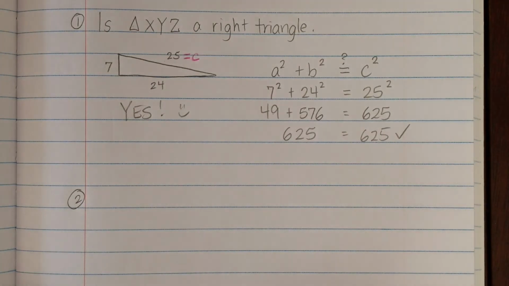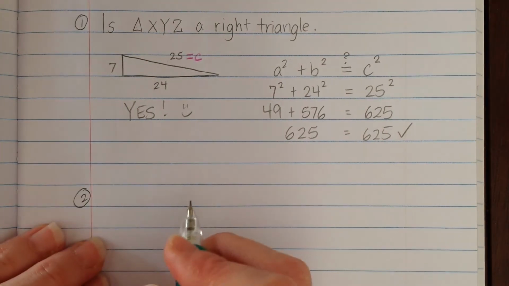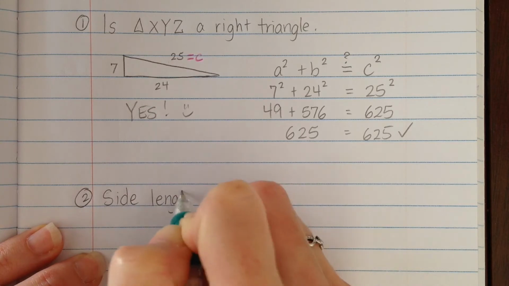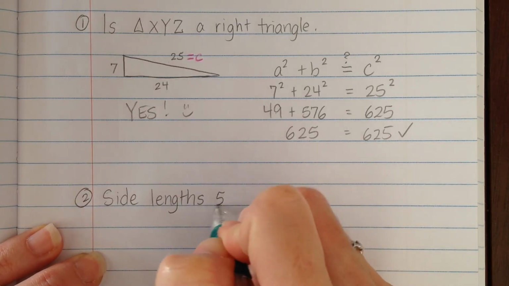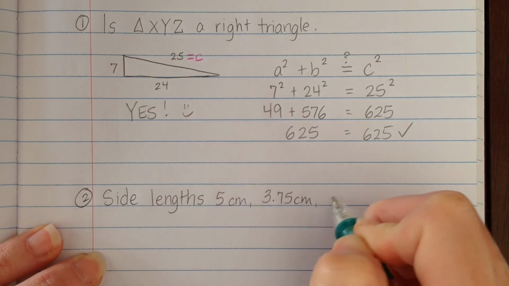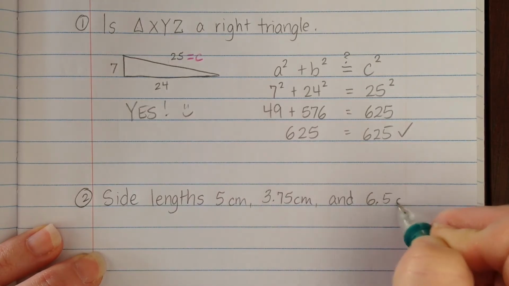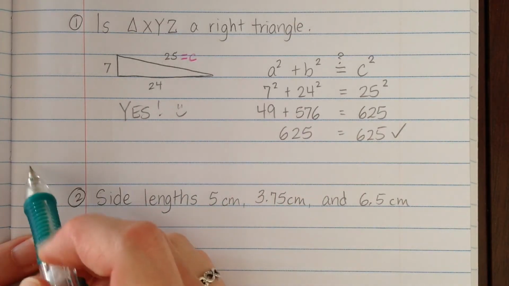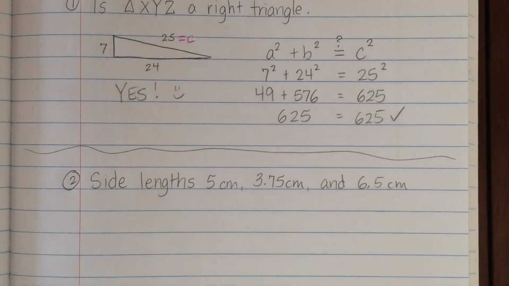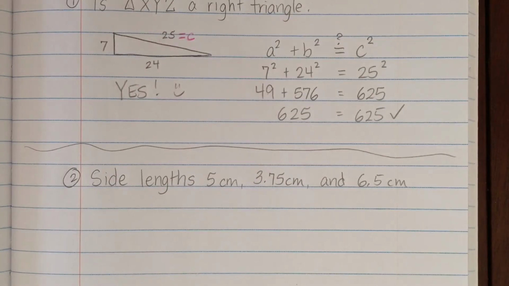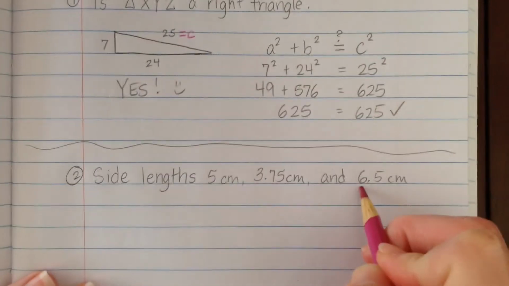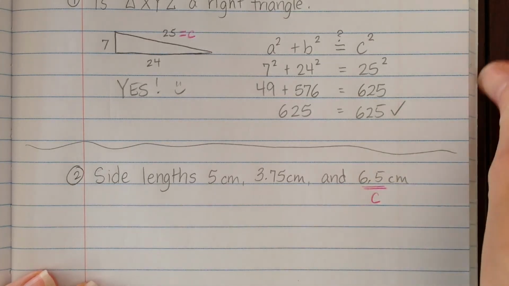All right, so if we have the side lengths, let's say we have side lengths 5 centimeters, 3.75 centimeters, and 6.5 centimeters. All right, let's test and see whether or not this is a right triangle. So the first thing I need to do is figure out which one of these is c. It doesn't really matter which one a or b is, remember, but the side length that is c does matter. This one is the longest one, so this has to be my c value. Doesn't matter which the other two are.